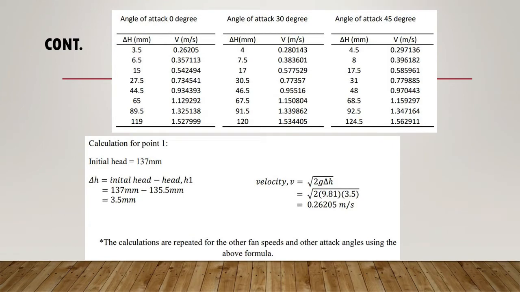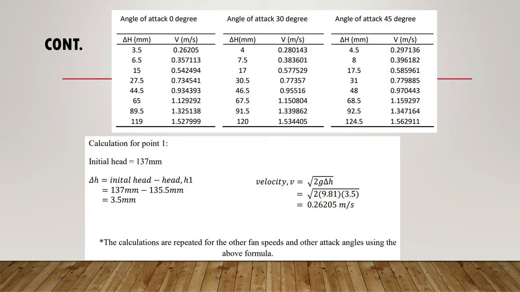Next, I will be talking about the calculation for point 1, which is how we find the difference of head. We'll be using the formula initial head minus head. The initial head is 137 millimeter, minus the observed head, which is 135.5 millimeter, and the difference in head is 3.5 millimeter.